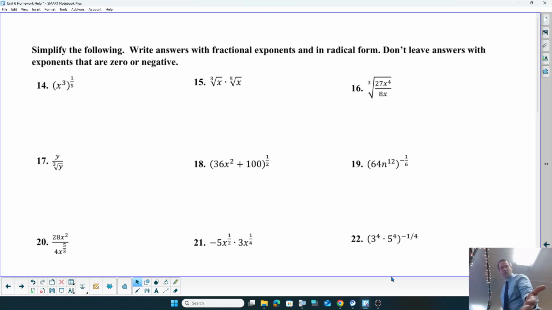Try number 15 on your own. So how do you do number 15, Mr. Newbold? Try it on your own first. You remember from class, right? If you weren't in class, then we'll definitely help you out here. So we need to rewrite as fraction exponents.